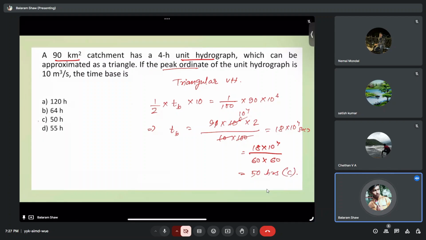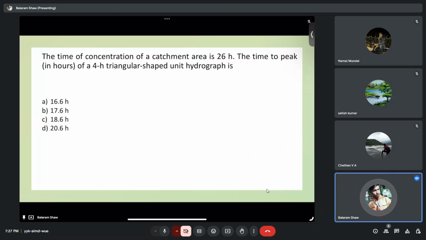Any questions in this? Okay, if not, we'll move to the next question then. Okay, so the next question is, the time of concentration of a catchment area is 26 hours. The time to peak in hours of a 4-hour triangular shaped unit hydrograph, again we have a triangular shaped unit hydrograph, and the time of concentration of a catchment area is given as 26 hours, right? And the duration is given as 4 hours. And we need time to peak.